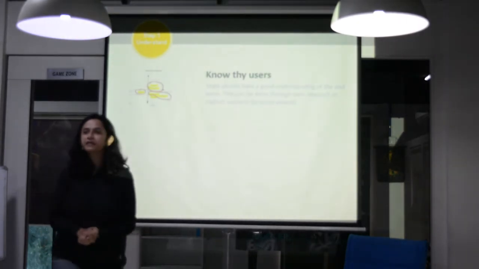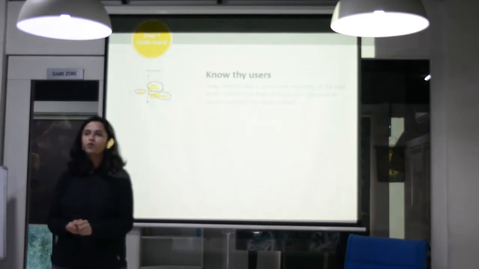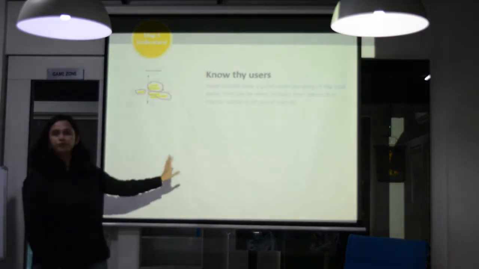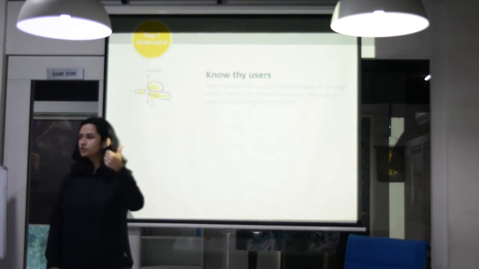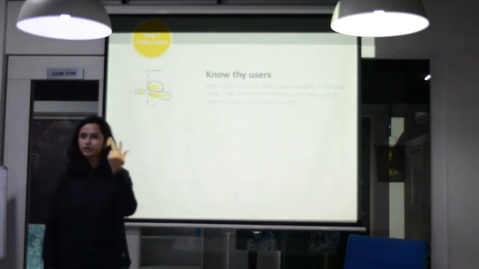There's somebody from the back, please. I can repeat the question. What are the things you would need to know before building a new product? So one is you need to know about the users, another is you need to know about the competition, you need to know the problem.